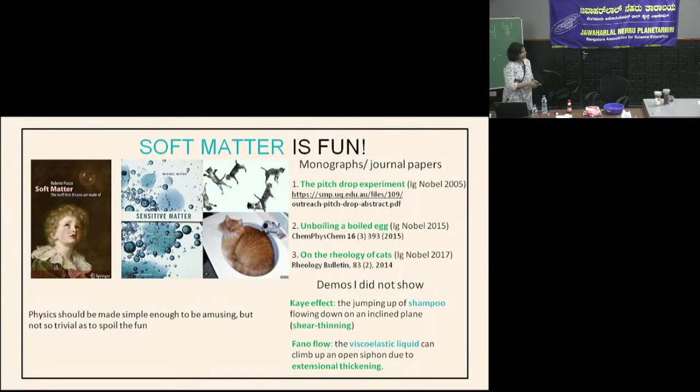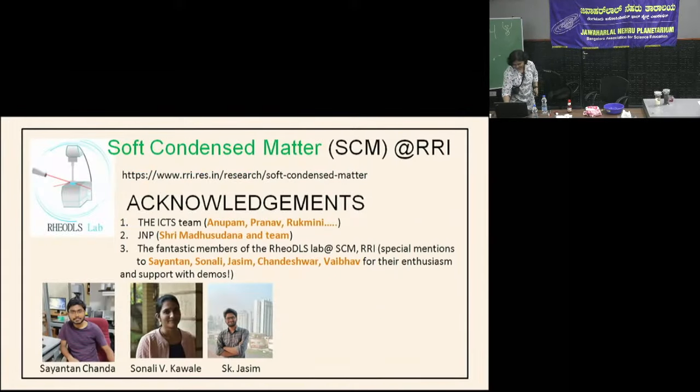The other one that I didn't show you, I do have videos at the end, is the Fano flow, where you can siphon off a viscoelastic material, but your syringe does not touch your liquid. Once the liquid starts coming into your syringe, you can lift your syringe and the flow continues. That is because these materials have what is called extensional viscosity. When you stretch these materials, they become solid. So then it really becomes like pulling up a string. So that's it. I'm done.